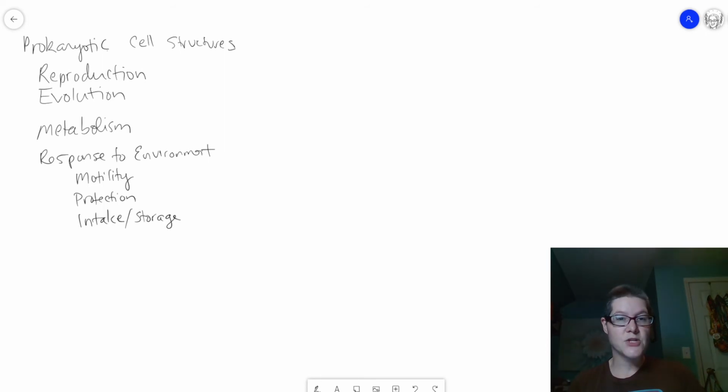Finally, to accomplish a lot of these goals, especially things like metabolism, things like responding to the environment, prokaryotes are going to need a variety of enzymes and other proteins. So when we're thinking about the structures of these tiny little microbial cells, I want to think of them functionally in these categories because that is going to help me think this through in a variety of ways.